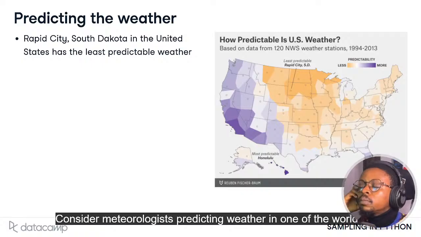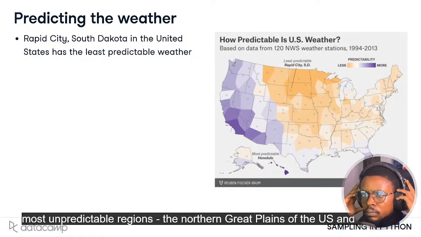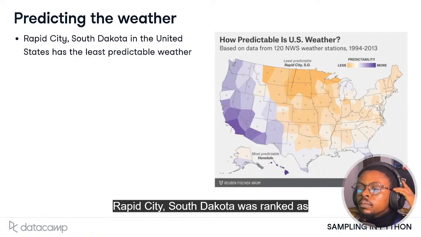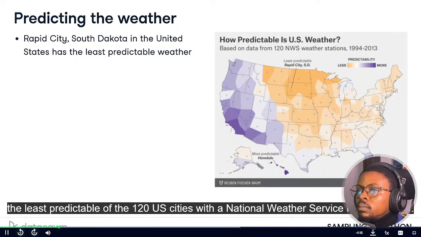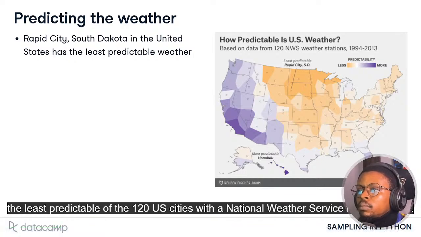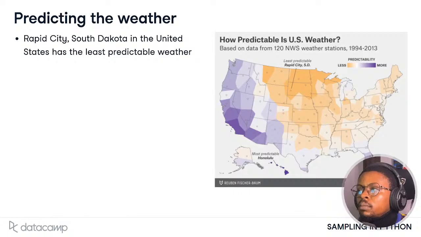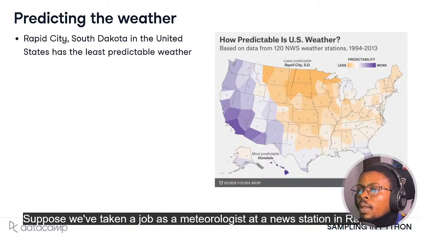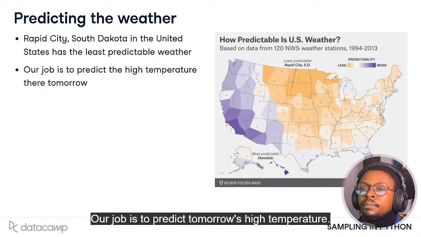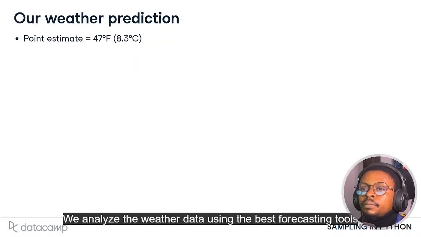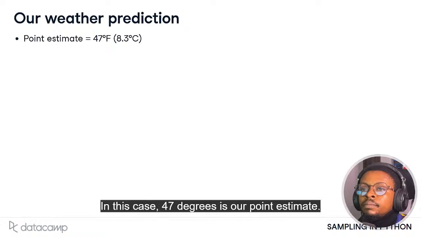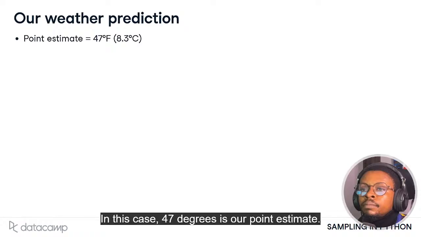Consider meteorologists predicting weather in one of the world's most unpredictable regions, the northern Great Plains of the US and Canada. Rapid City, South Dakota was ranked as the least predictable of the 120 US cities with a National Weather Service forecast office. Suppose we've taken a job as a meteorologist at a news station in Rapid City. Our job is to predict tomorrow's high temperature. We analyse the weather data using the best forecasting tools available to us, and predict a high temperature of 47 degrees Fahrenheit. In this case, 47 degrees is our point estimate.